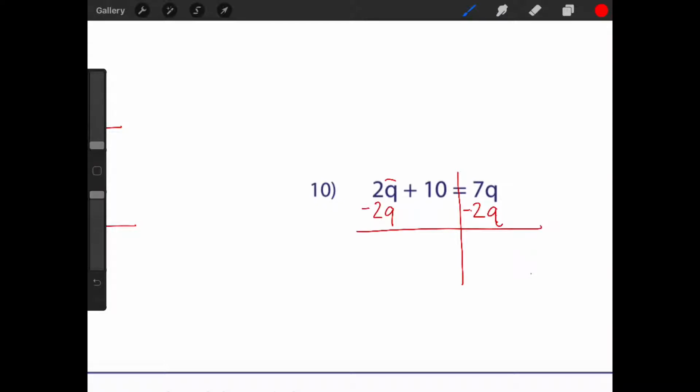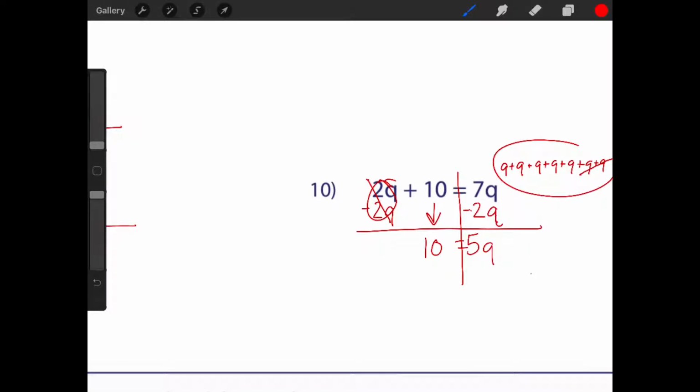And I want you to watch how this works. So anything minus itself zeroes out, gone. I'm left with a positive 10 on the left side. Now on this side, I'm saying right now that I have 7 q's. That's q plus q plus q plus q plus q plus q plus q. And I want to take away 2 of those q's. So if I take away 2 q's, I'm left with 5 q's.